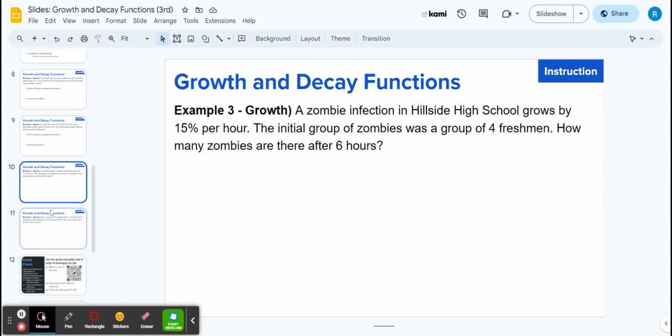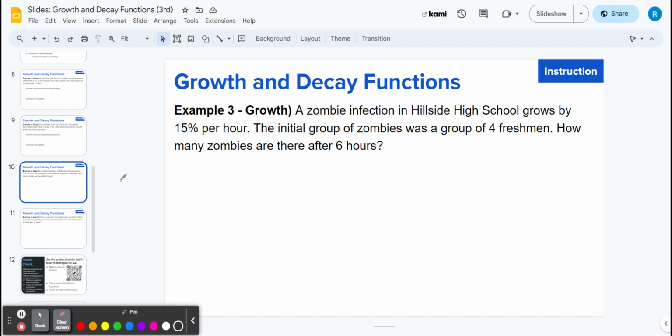So let's build up a couple of other examples here. This time I'm going to kind of remove that scaffolding where, hey, we don't necessarily need to build that formula right away if we can plug things in from the start and just answer the question. Example 3 is zombie infection in Hillside High School grows by 15% per hour. The initial group of zombies was a group of 4 freshmen. How many zombies are there after 6 hours?